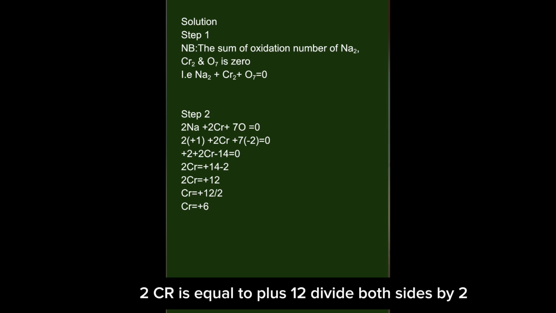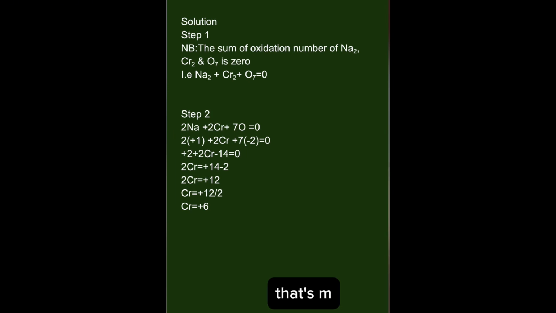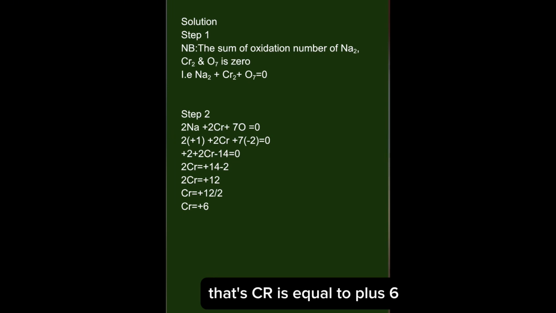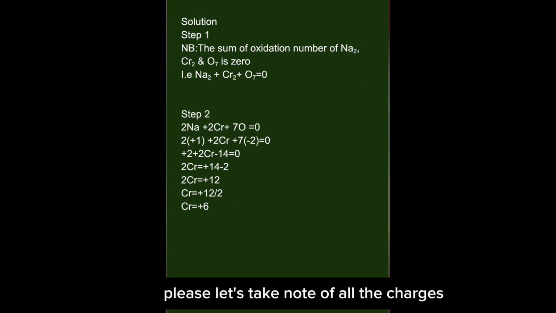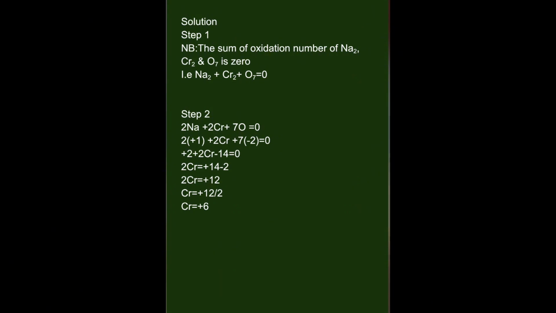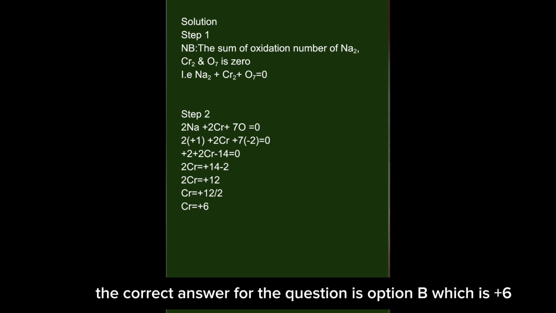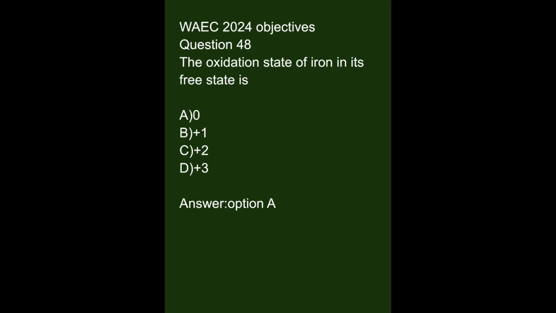Divide both sides by 2. That's Cr is equal to +12 divided by 2. That's Cr is equal to +6. Please, let's take note of all the charges. Very important. The correct answer for the question is option B, which is +6.